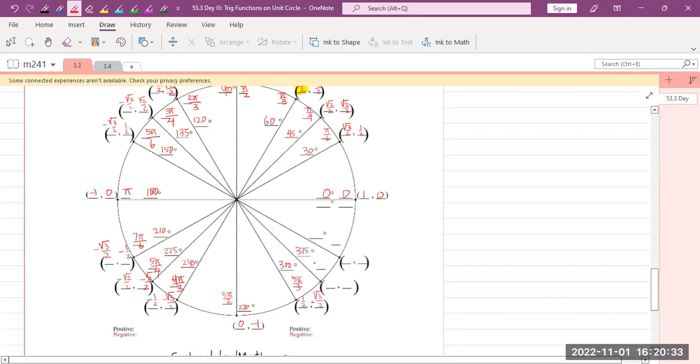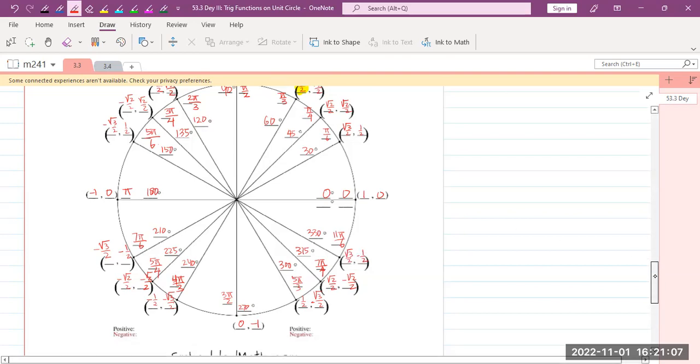315 degrees. The radian is 7 pi over 4. The coordinate is radical 2 over 2, comma, negative radical 2 over 2. And finally, 330 degrees. The radian is 11 pi over 6. The coordinate is radical 3 over 2, negative 1/2.